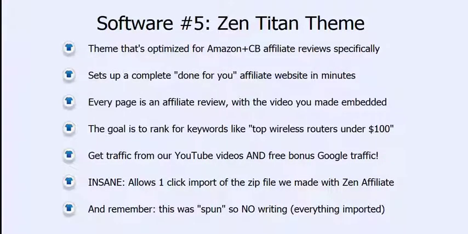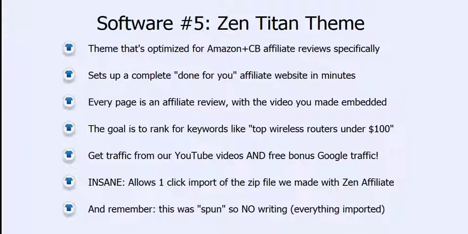Chris here, and in this video we're going to talk about the Zen Titan theme, which is basically a WordPress theme that's optimized for creating affiliate reviews, specifically for Amazon and also for any kind of product, ClickBank, JVZoo, etc. Essentially it's going to set you up with a completely done for you affiliate website in just a few minutes. The way the theme is built is that every single page is an affiliate review that is going to take the campaign file that you've created within Zen Affiliate, create a review, and also allow you to embed the video.